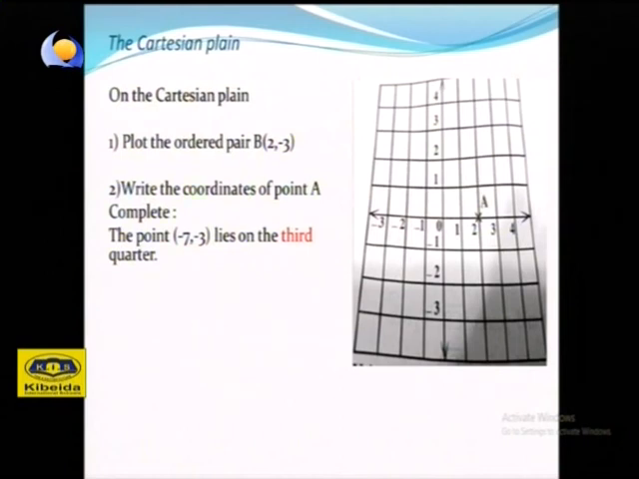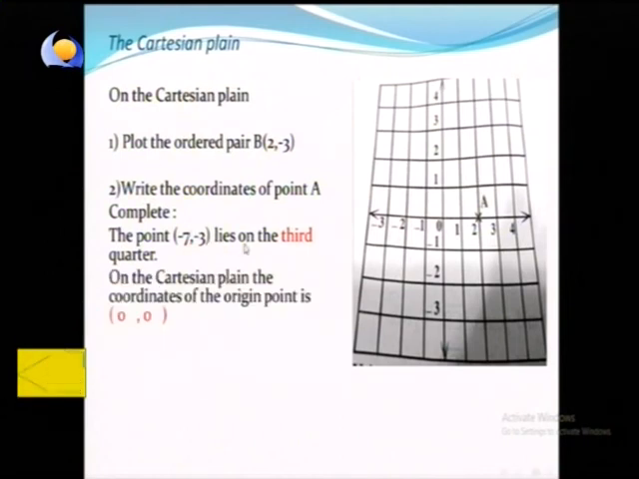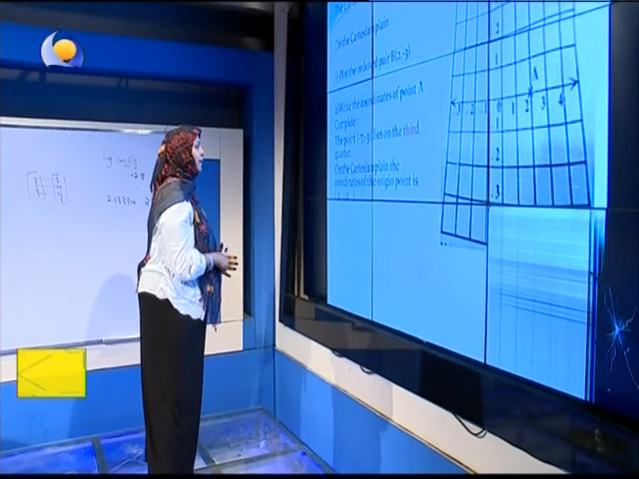Complete. The point (-7, -3) lies on the dash quarter. Here is negative 3, and here is negative 7, so it's in the third quarter. Sometimes he doesn't provide the Cartesian plane. If you don't have it to think about the quarter, draw a small Cartesian plane aside, and that will help you to find the quarters.